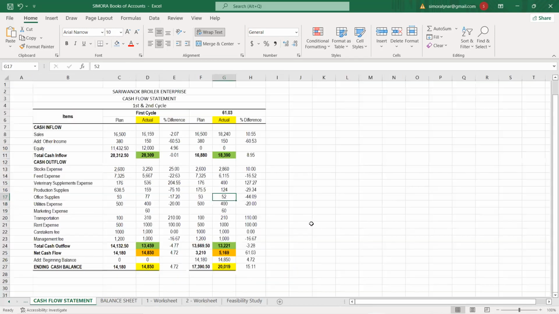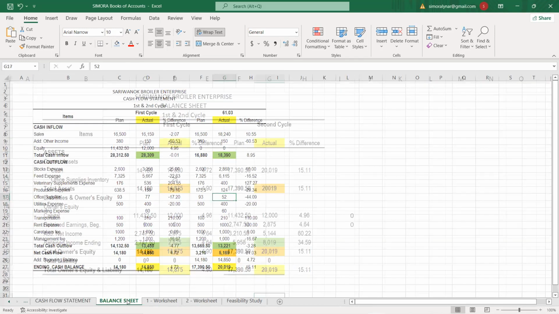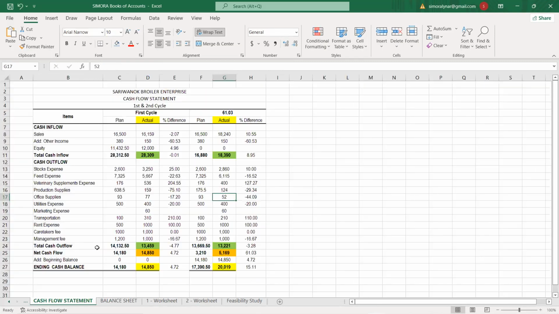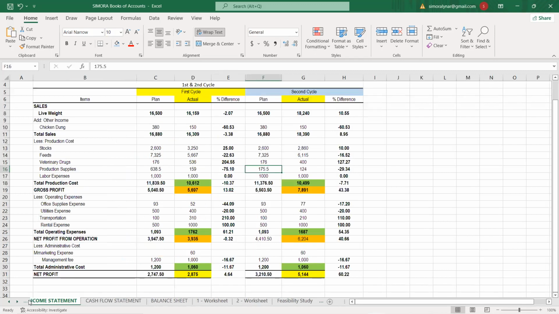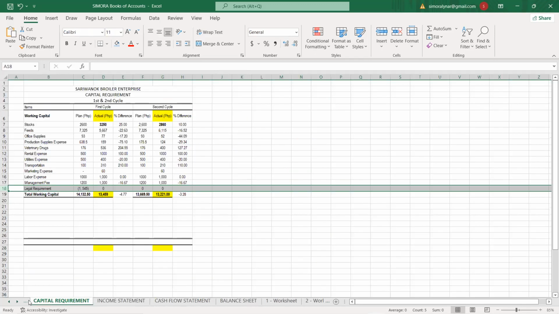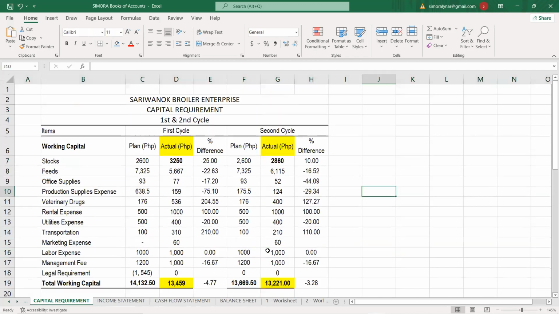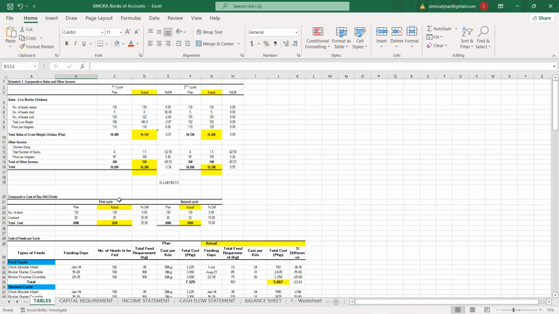Especially if nag-struggle with mo sa pag-balance. As simple as you just change one number here. So, mo change ra ka og a simple number here, mo change na din tanan. So, I have cash flow statement, income statement, capital requirement. Kasi akong capital requirement, ako siyang gigamitan og Excel. My tables, okay. All my tables are actually here.